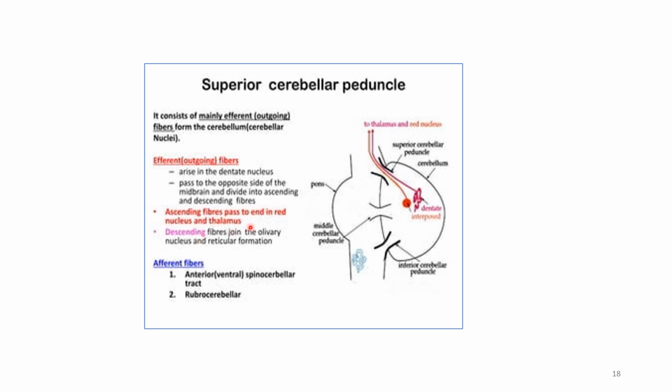Ascending fibers pass and end in the red nucleus and thalamus. Descending fibers join the olivary formation and reticular formation. Ascending fibers form the afferent fibers that form the anterior spinocerebellar tract and rubrocerebellar.